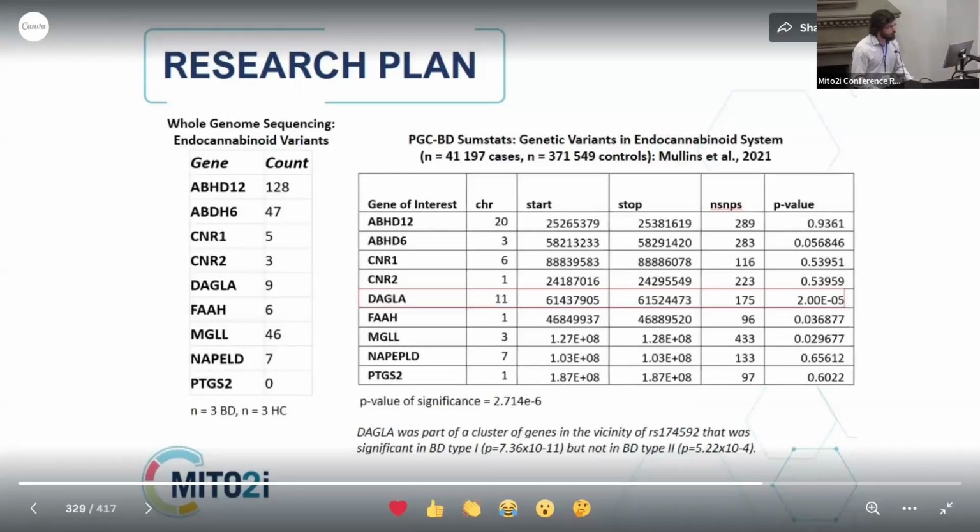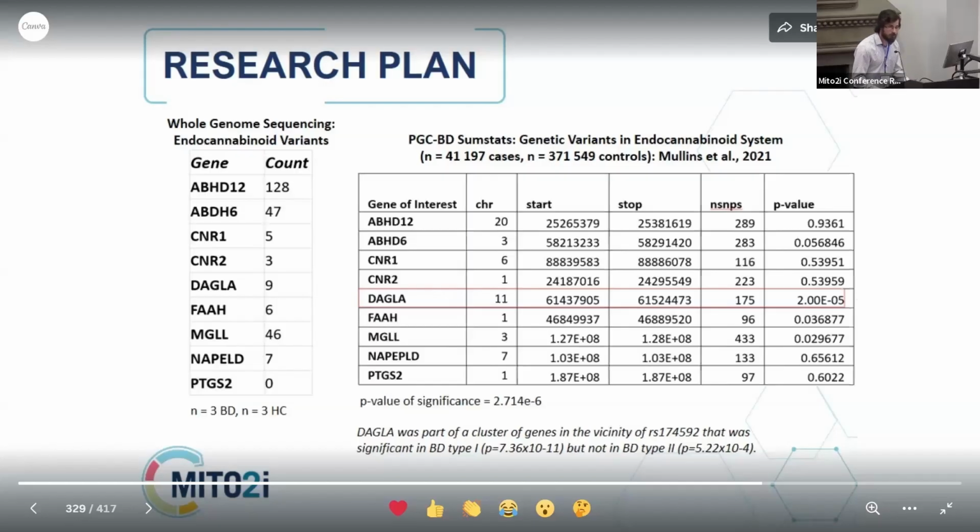So looking at the table on the left first, starting with the whole genome sequencing data we have in the lab from our 3 healthy controls and 3 BD patient samples, we looked for variants that were common to all 3 BD patients that were not found in any of the healthy controls. And what we found was that there seemed to be quite a few variants that were in the 2AG metabolizing enzymes, particularly the ABHD6, 12, and MAG lipase enzymes. This is interesting, however, this is obviously quite a small sample size.